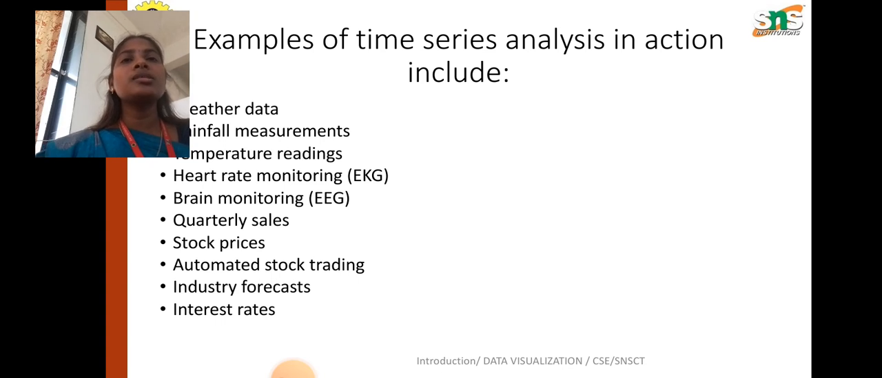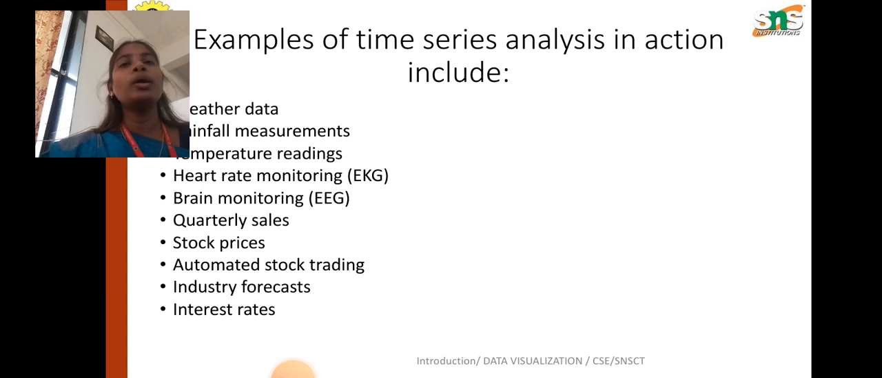Next we can list out some examples of time series analysis in action. The first is weather-related data, the second is rainfall measurements. Both mainly provide output in terms of prediction. Based on the previous records we can predict whether rainfall will happen on a given day or not. It is a prediction, and it may work out 99.9%. This is the weather-related domain.